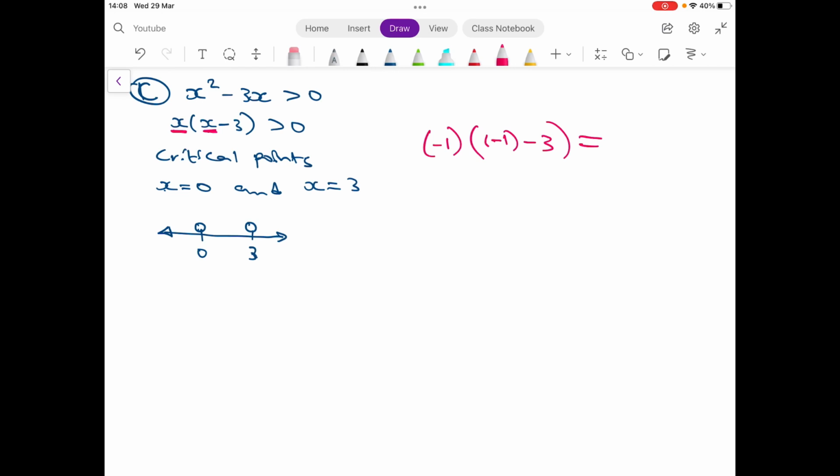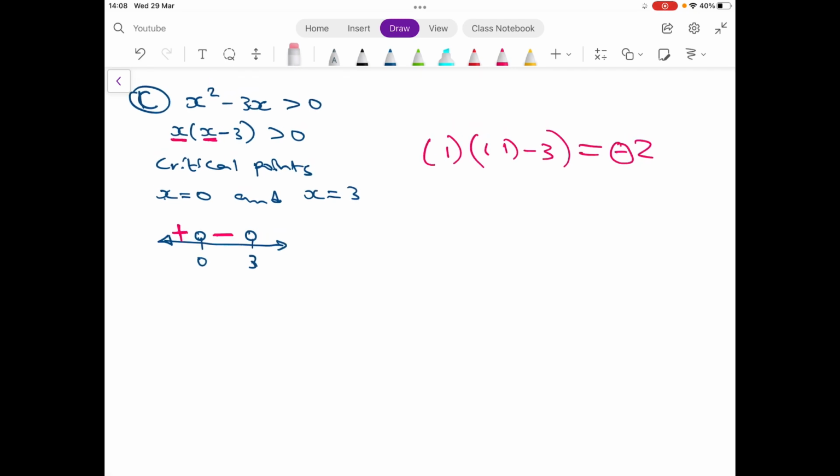In this case, we're going to start with maybe -1, and we substitute it for x in the bracket, and then substitute the value again for the other x, which is -1, then we subtract 3. We get -1 times -4... the answer is +4. We're interested in the sign, so we write positive there. Then we look for another value of x which is between 0 and 3. That could be +1. We get -2. We're interested in the sign, so we put negative there. Then we check for any value which is greater than 3. In this case, I will take 4.